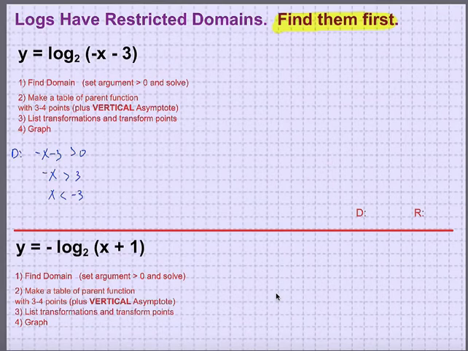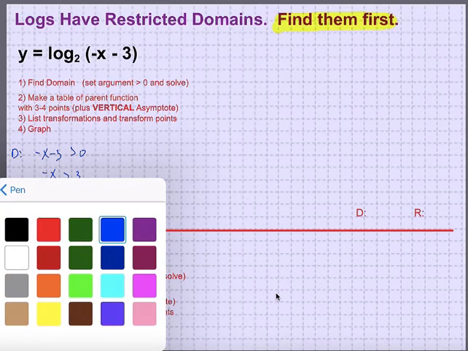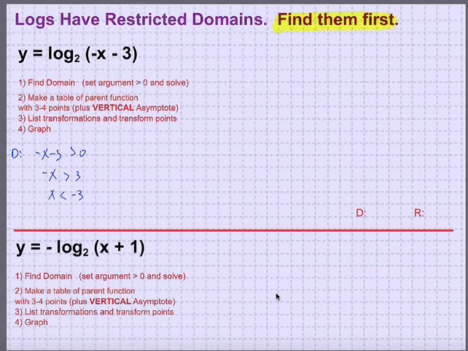Which also tells me that my vertical asymptote is going to be at x equals -3. We'll get to that in a second. Okay. From then on, we're going to do the same thing we did with the exponential graphs. We're going to list the transformations and then make a parent function and do the transformations.